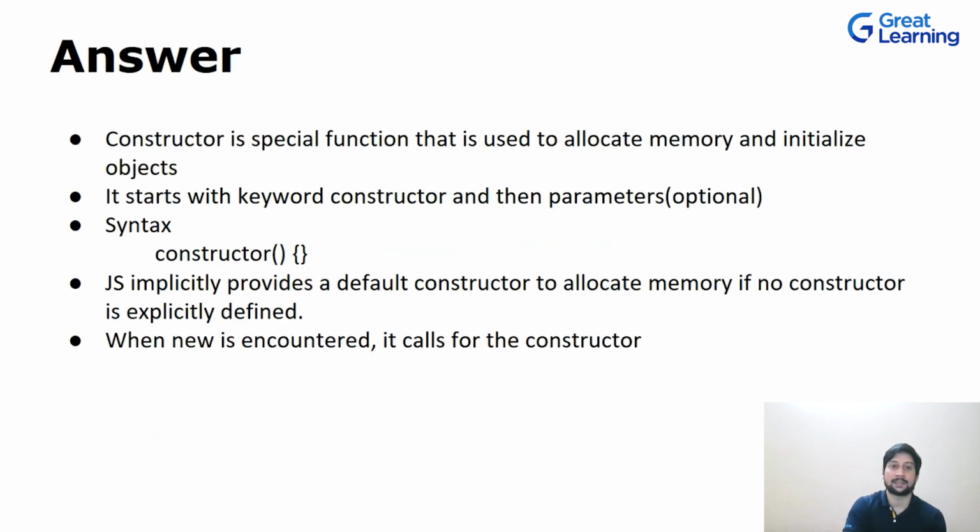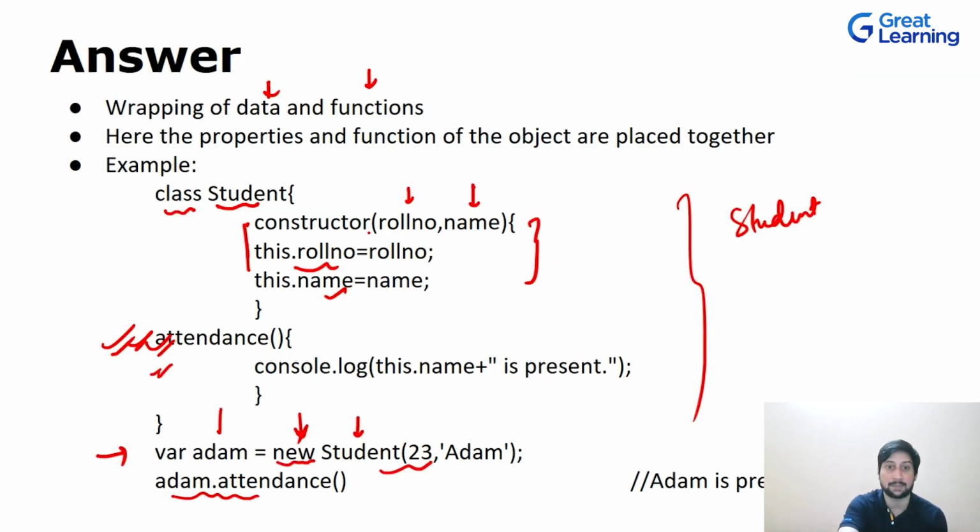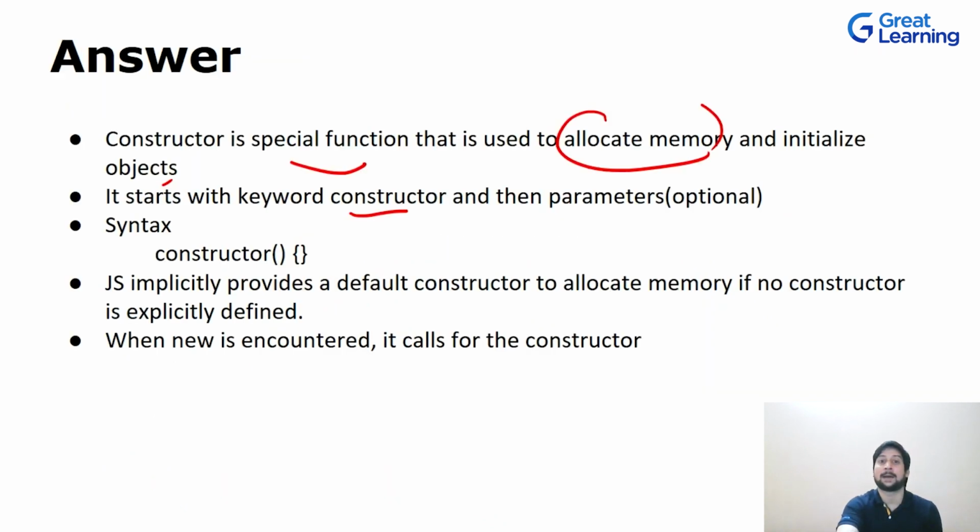As we have already seen, the constructor is a special function that is used to allocate memory at the time of initializing the objects, and it starts with the keyword constructor. As we have already seen in the previous example, it started with the keyword constructor, right? And then we can have either a parameterized constructor or one without parameters.